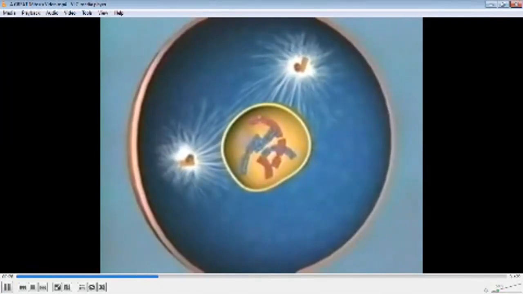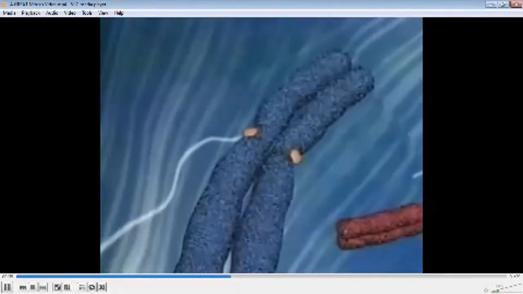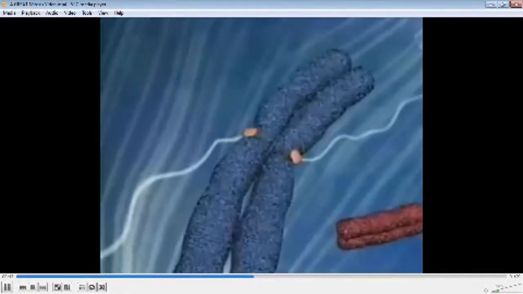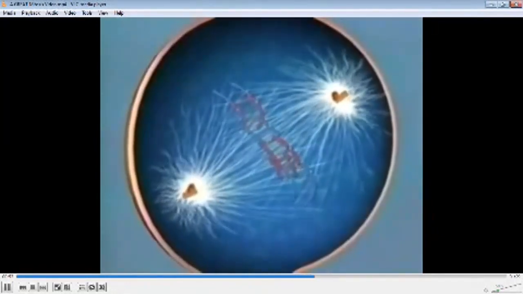For reasons scientists don't fully understand, the nuclear membrane suddenly disintegrates. With amazing accuracy, a spindle from each centriole attaches itself to each of the chromosomes. Assisted by the protein fibers, the chromosomes move center stage. In a microscopic tug of war, the spindles pull each chromatid toward opposite poles.